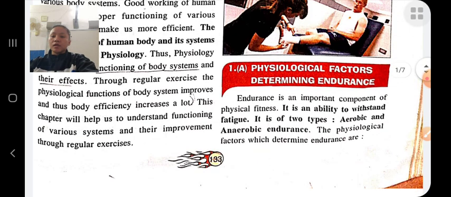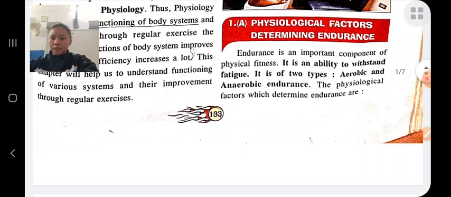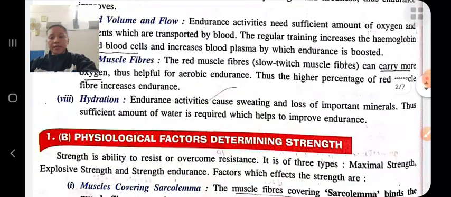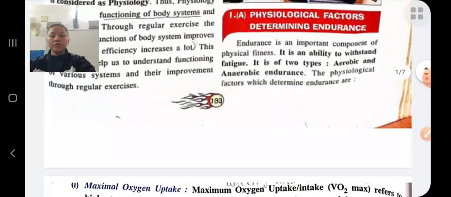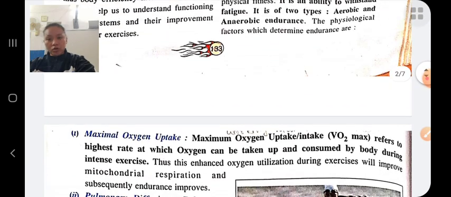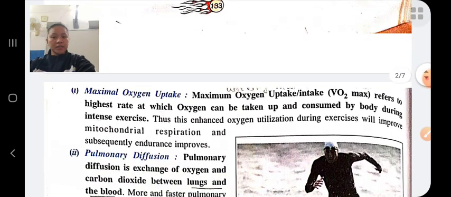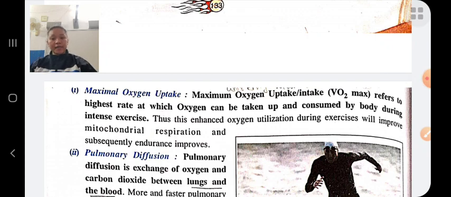Endurance means the ability to do an activity for a long period of time. Speed means the ability to do an activity as fast as possible. Strength means the ability to overcome resistance, and flexibility means the ability to stretch your joint as much as possible. And the factors that determine your endurance are maximum oxygen uptake, oxygen uptake and oxygen intake.